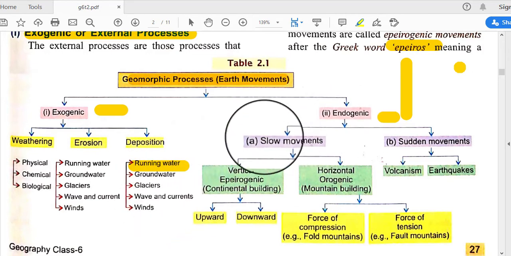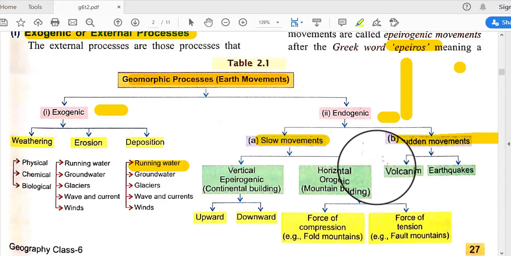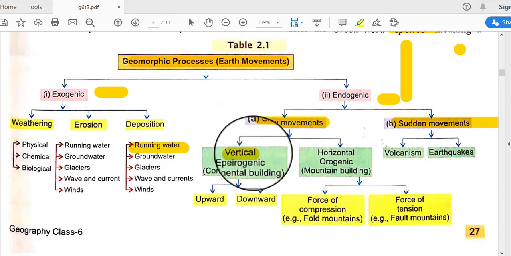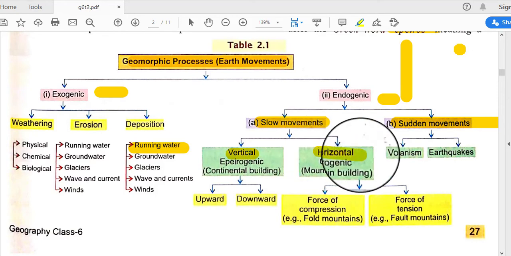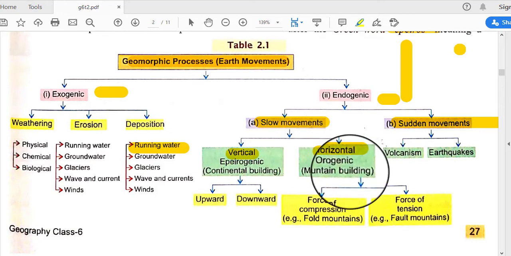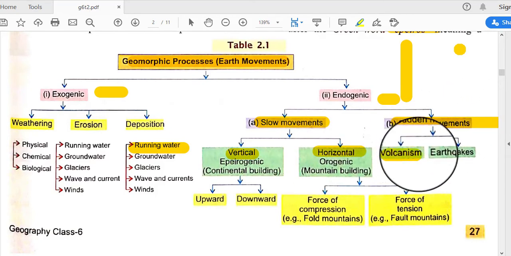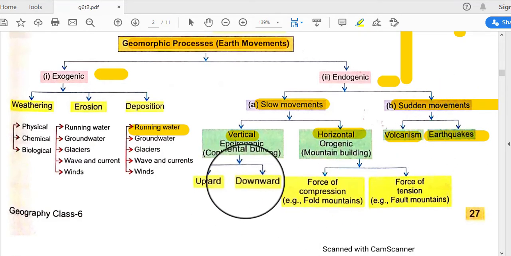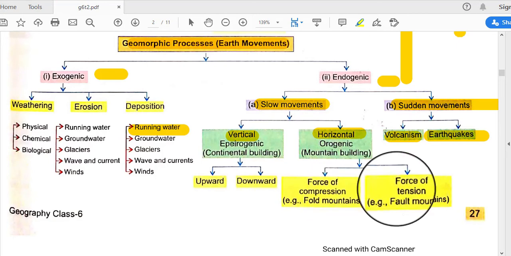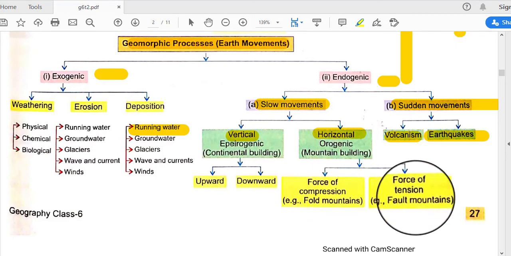And endogenic processes have slow movement and sudden movement. Slow movement, if it happens vertically, is called epirogenic. If it happens horizontally, it is called orogenic. And sudden movements are volcanism or earthquake. These two come under the sudden movements. Upward or downward movement, or it is due to force of compression and due to force of tension.